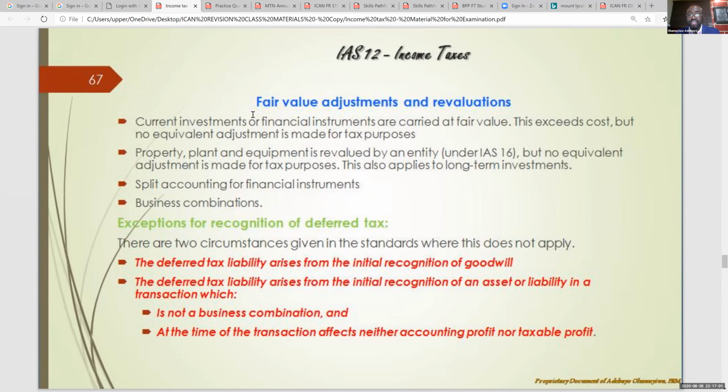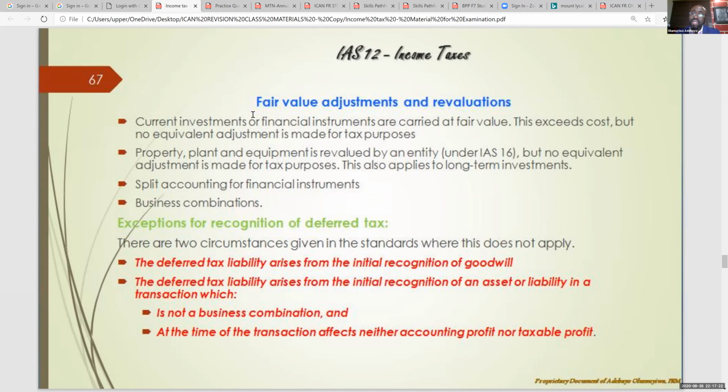But the exception to that is if it arose from a business combination other than initial recognition of goodwill; such will be recognized. And finally, when we have deferred tax assets, it is not necessarily the case that the amount of deferred tax asset computed will be recognized. When we talk about assets, we need to be very careful in the recognition, similar to what we call the Prudence Principle.